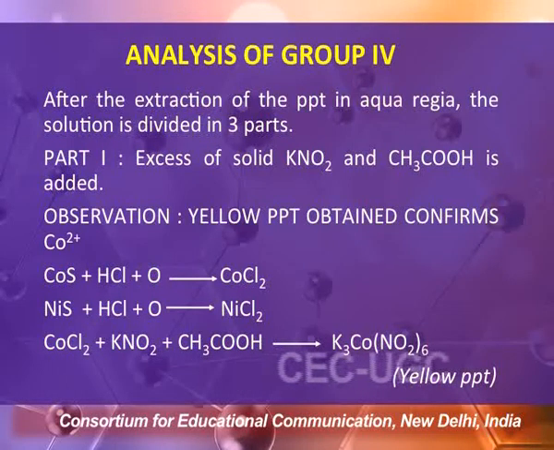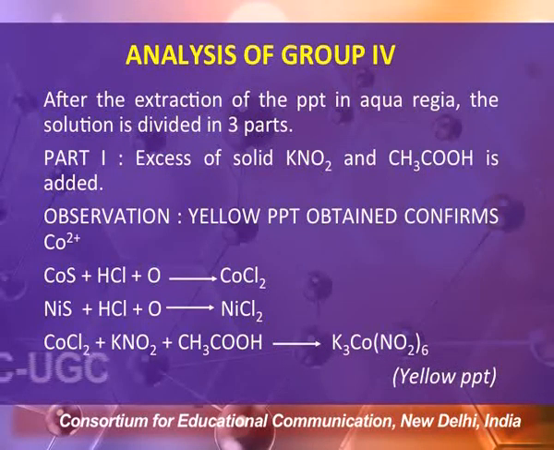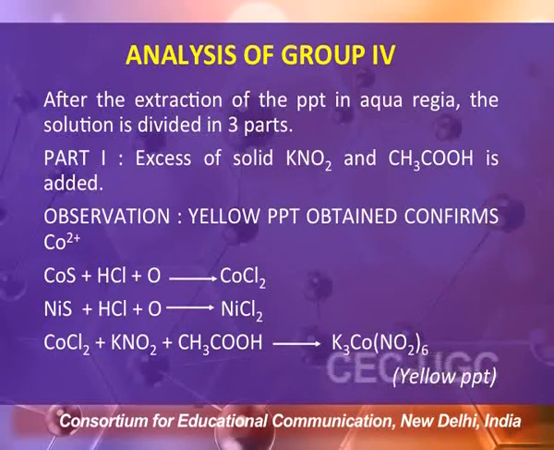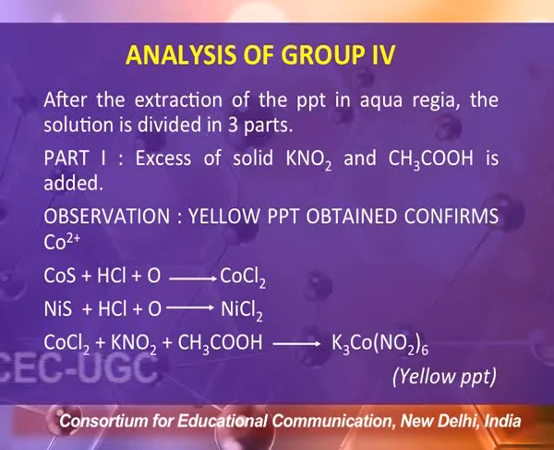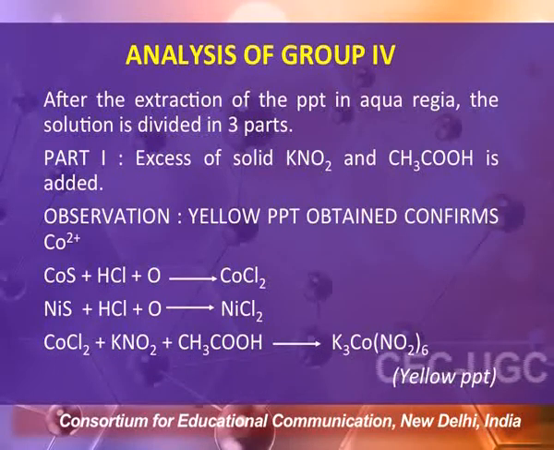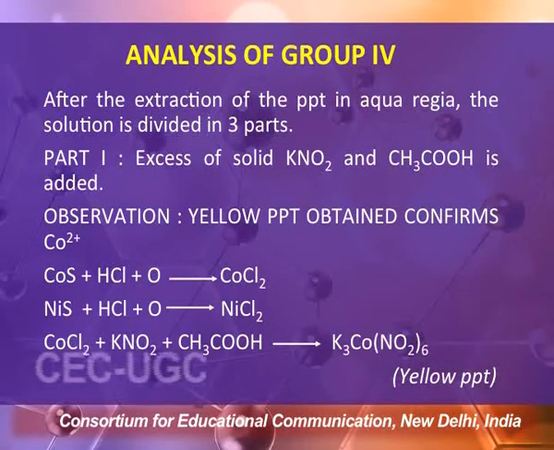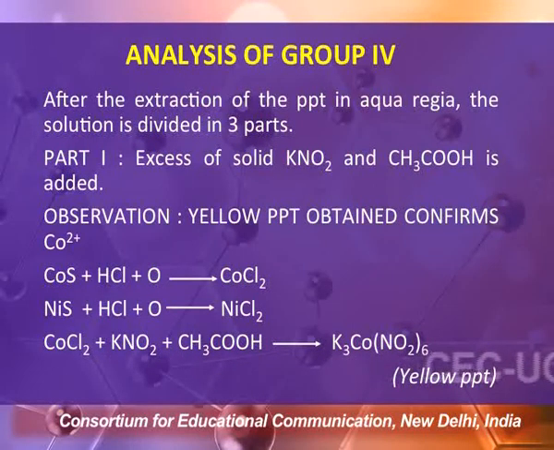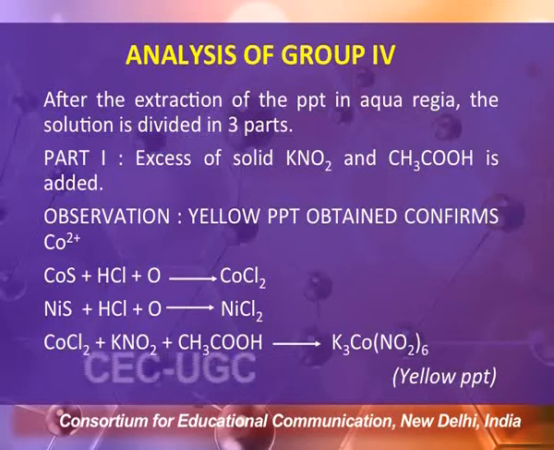That means cobalt sulfide dissolves in aqua regia to form cobalt chloride. Similarly, nickel sulfide, which is a black residue, dissolves in aqua regia to form nickel chloride, and they have been evaporated to dryness to give their residues, which can be extracted in water. So, cobalt chloride on the reaction with potassium nitrite in the presence of acetic acid forms potassium cobaltinitrite, which gives a yellow precipitate and hence confirms the presence of cobalt ions in the mixture.